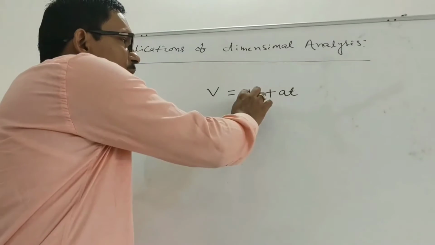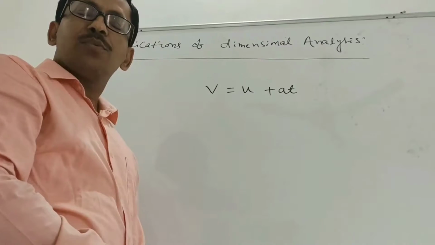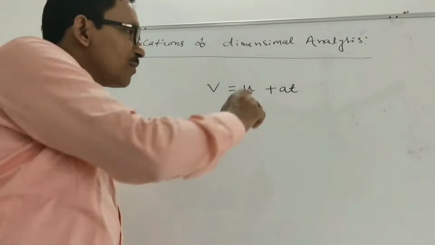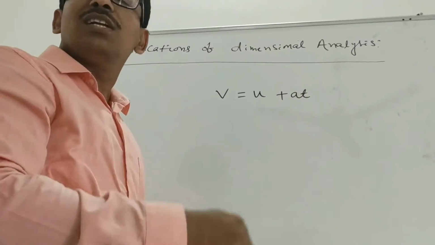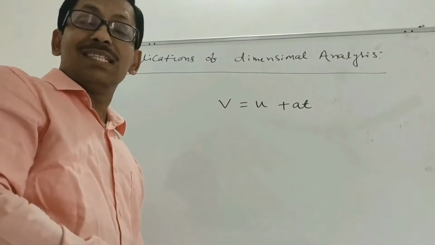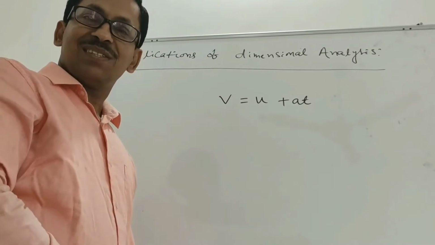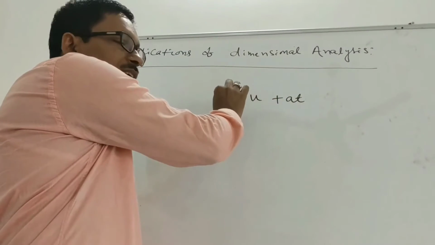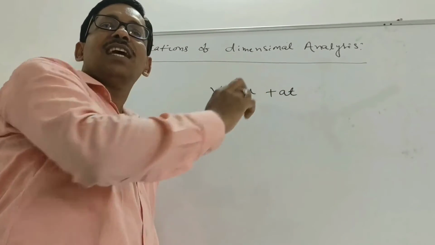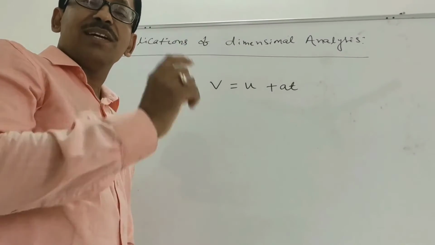Remember one thing, suppose U plus AT. Two terms will be added provided they have the same dimensional formula. Physically, one velocity can be added to another velocity only. We cannot add velocity with force, force with energy, density with mass. You cannot add like that. So here V is the final velocity, U is the initial velocity, A is the acceleration, T is the time, and we have to check whether it is dimensionally correct or not. Let us find one by one.